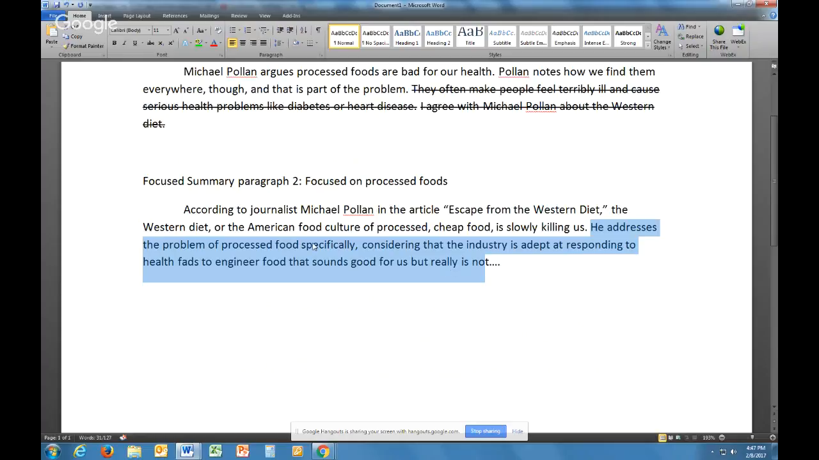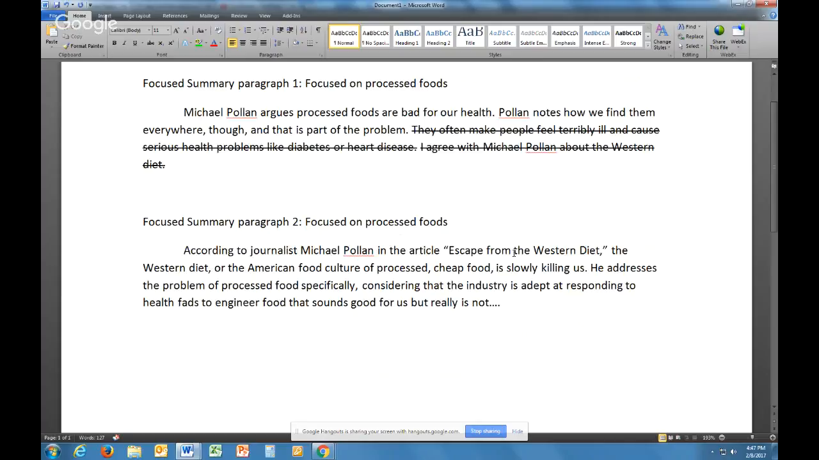So I bring all this up because you're going to write a focused summary and an overall summary for me on the 25th. And I want you to do as good of a job as you can. I also want you just to get more familiar with the genre of writing summaries because you have to write them a lot in college.